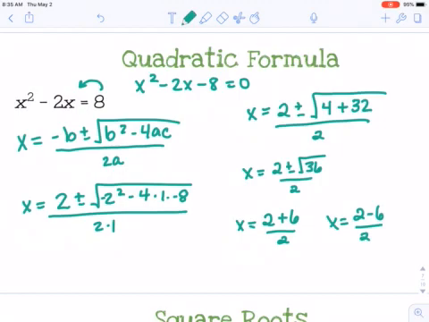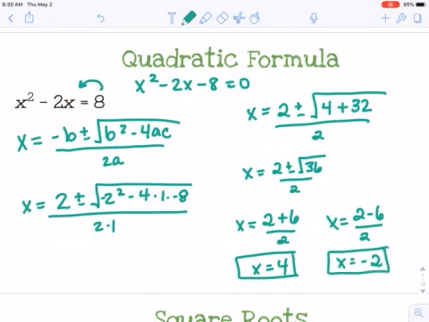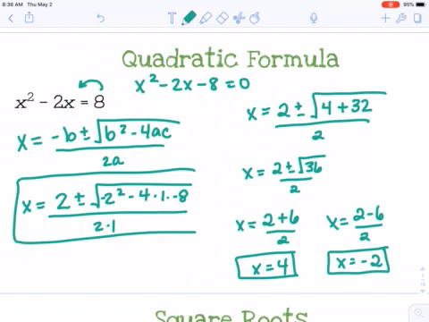So if I work those out, 2 plus 6 is 8. 8 divided by 2 is 4. Then over here, 2 minus 6 is negative 4. Divided by 2 is negative 2. Again, same answers as I've been getting this whole time. Remember also that you can use your calculator for this. You can just type all that into your calculator and it should help you out.